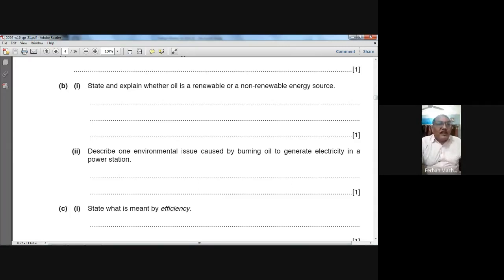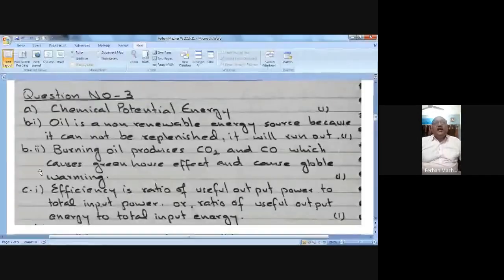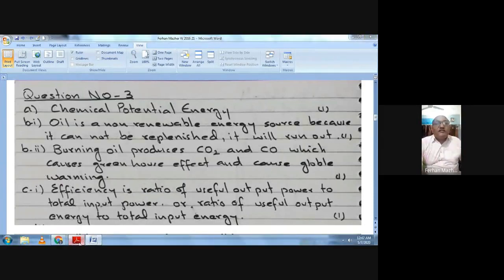So it's a one mark question. I have also written its answer. Burning oil produces carbon dioxide and carbon monoxide, which causes greenhouse effect and cause global warming. It's a one mark question.